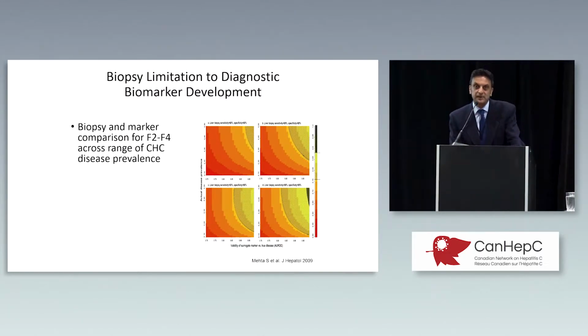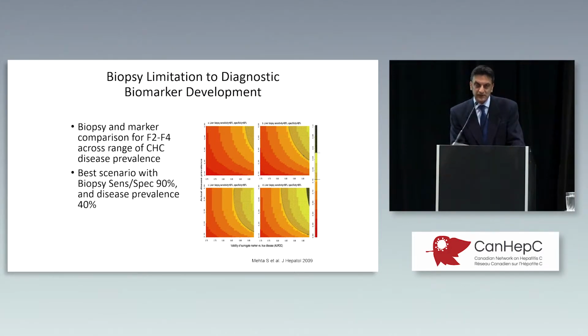And this really nice modeling study from the Beth Israel and Johns Hopkins group a number of years ago showed us the limitations to diagnostic biomarker development. This was a modeling study which looked at the ideal circumstance, basically, where you looked at biopsies and just tried to get a semblance of F2 to F4 across a range of hepatitis C disease prevalence. So if you had the best case scenario with a disease prevalence of F2 to F4 of 40%, which is typical of tertiary center practices where most patients did have significant fibrosis just because of the referral bias, and he looked at sensitivity and specificity of 90%, which is really the benchmark for a diagnostic biomarker.